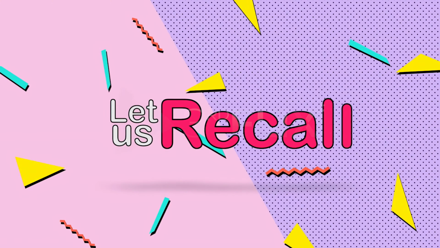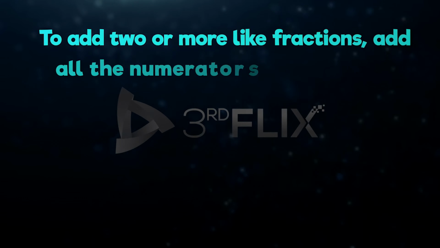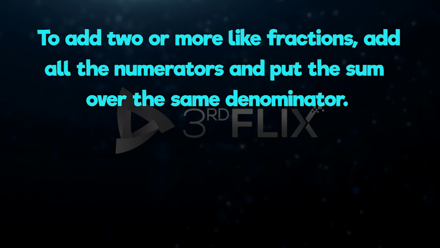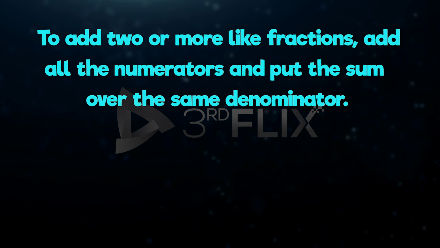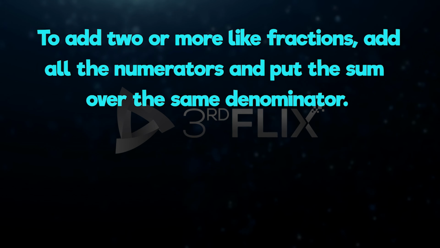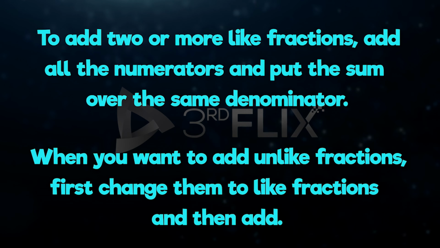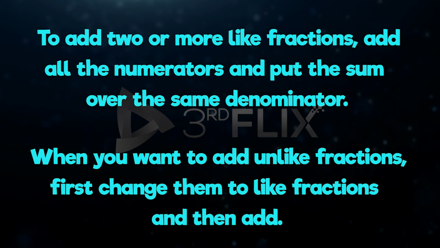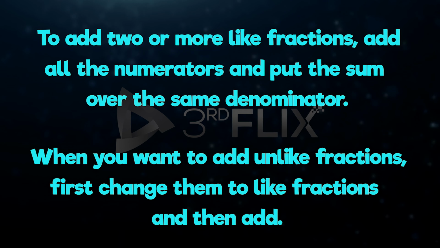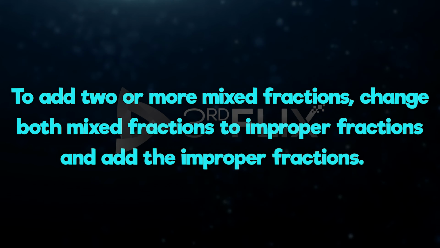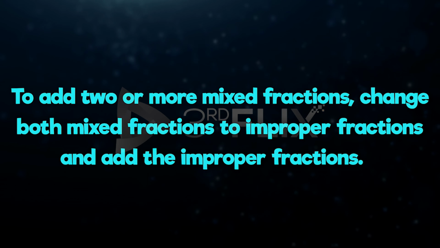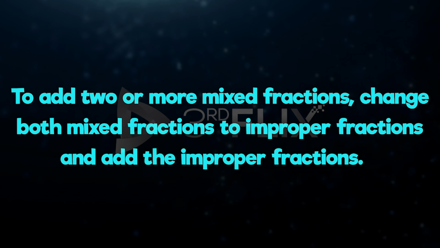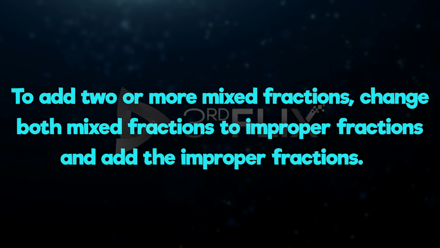Let us recall. To add two or more like fractions, add all the numerators and put the sum over the same denominator. When you want to add unlike fractions, first change them to like fractions and then add. To add two or more mixed fractions, change both mixed fractions to improper fractions and add the improper fractions.